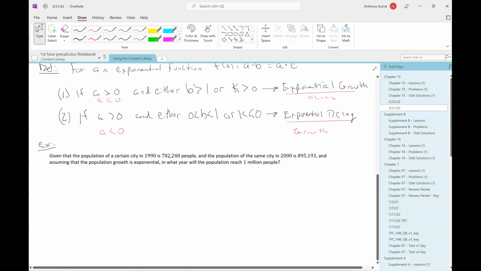So, given that a population of a certain city in 1990 is 782,248 people, that's a precise count, and the population of the same city in 2000 is 895,193, and assuming the population growth is exponential, in what year will the population reach 1 million?